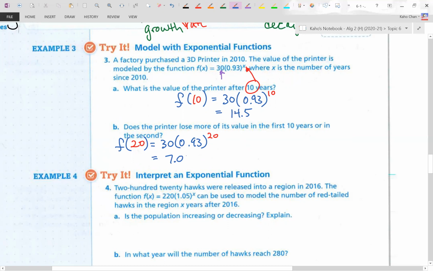So let's see how much the value loses from the first 10 years to the second 10 years, okay? Let's take a look at what's going on here. Let's compare. So the first 10 years are the years 2010 to 2020.